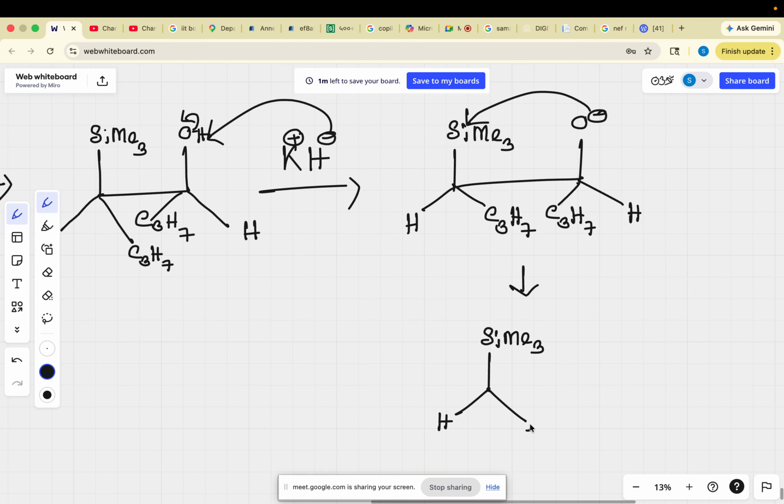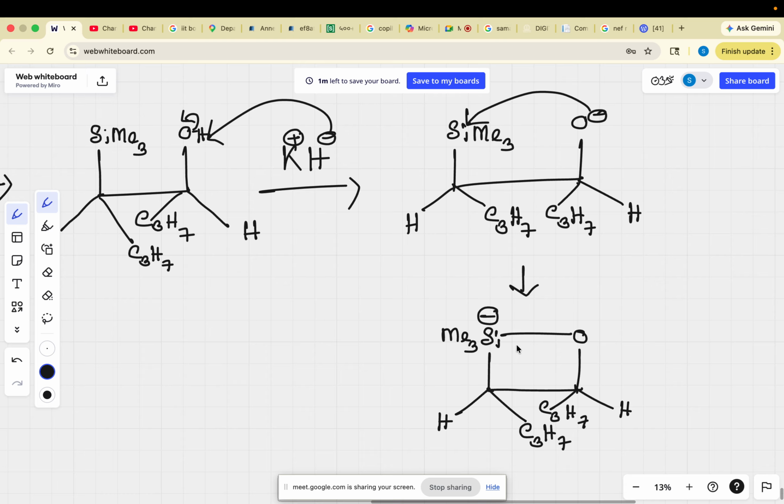So C3H7, and here you have oxygen. It's better to write down on this side, because that shows the bond properly. Hydrogen is this side, and here you have C3H7. So O minus is donating the electrons on the silicon center, so ultimately silicon is now becoming negatively charged.